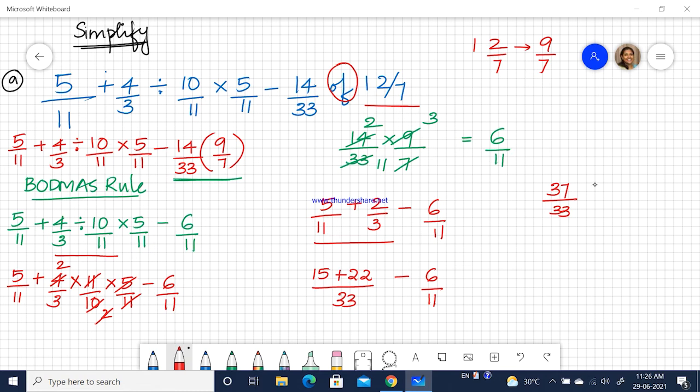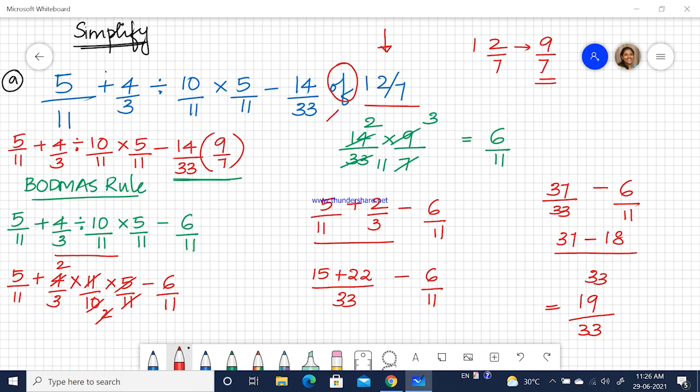37 by 33 minus 6 by 11. So again we make it a common denominator, so it is 33 and here it is 37 minus 6 into 3, 18. So we'll get the expression as 19 by 33. So whenever this big expression comes, the first thing that will come in your mind is convert the mixed fraction to a proper fraction and rewrite the whole expression.